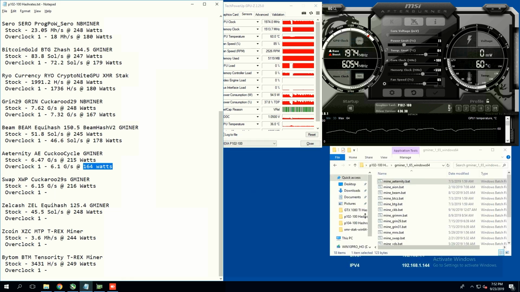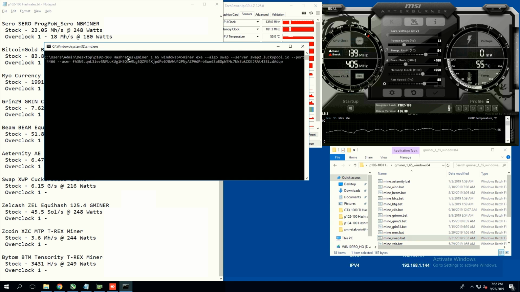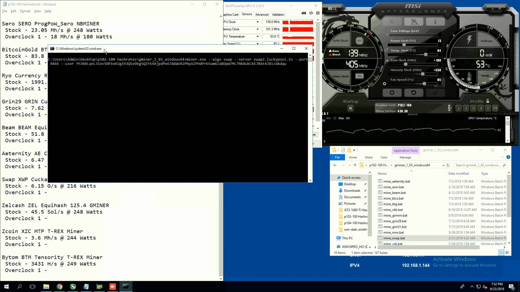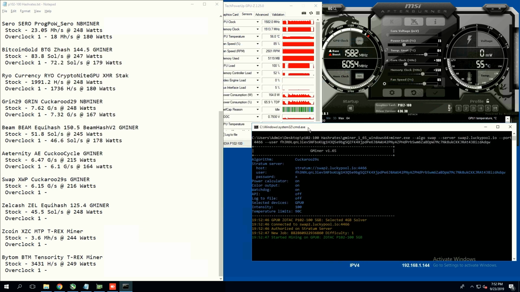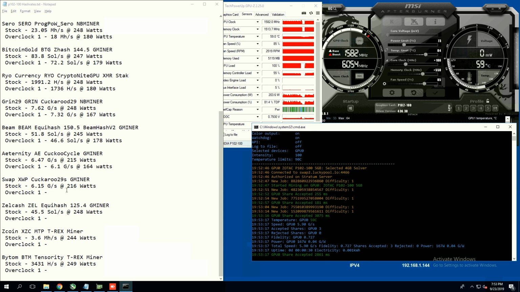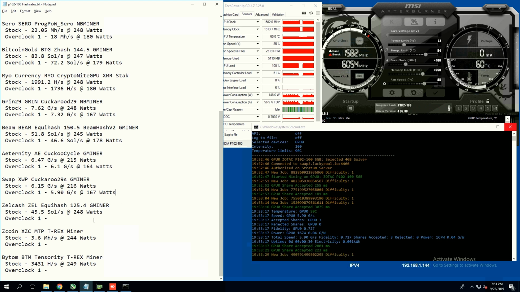Next coin we're going to do is Swap using GMINER. And initially we're getting 6.15 at 216 watts. So now with Swap 73 power limit, we are going to be getting 5.9 graphs per second at 167 watts. Not too shabby.